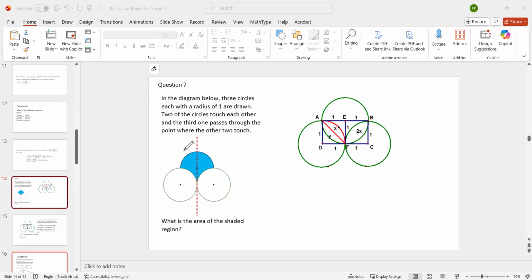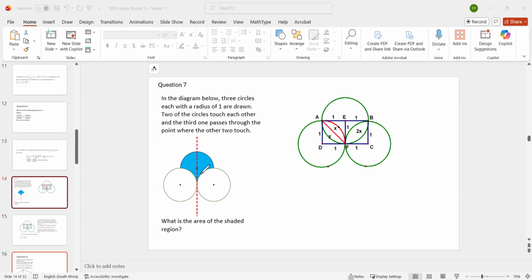In the diagram below, 3 circles. I can see 2 circles, each with radius 1. So this has also got a radius 1 in all cases. So this circle is not drawn completely. See, what I've done here is I've drawn that circle in full. So 2 of the circles touch each other, as you can see, and this is a sort of common tangent. It's a tangent to both circles.